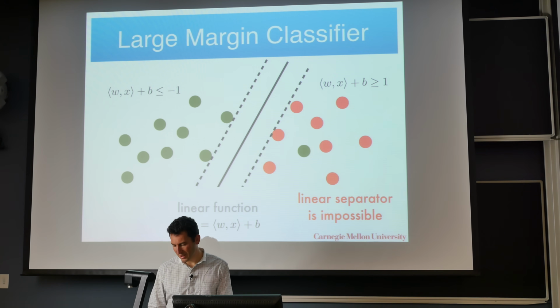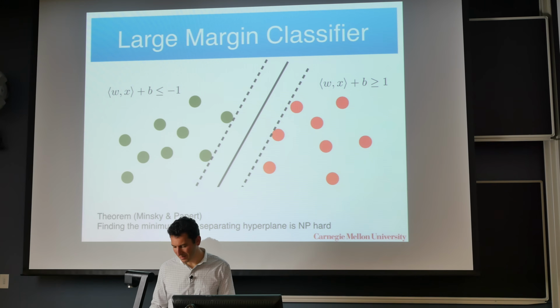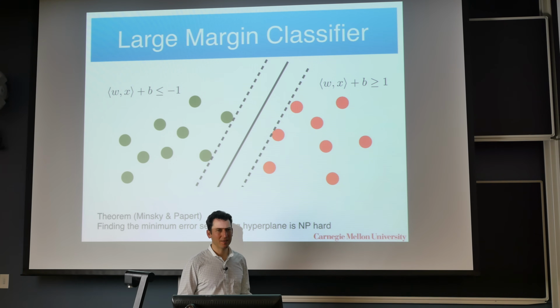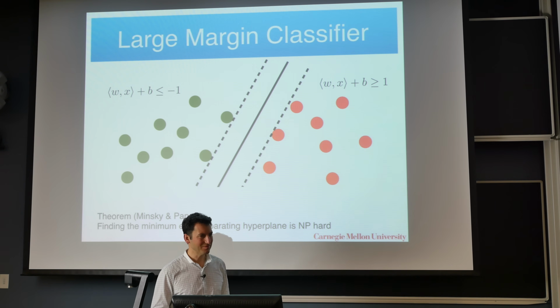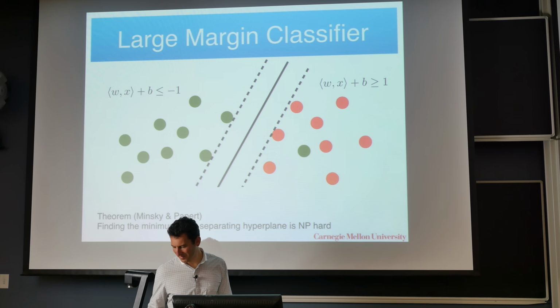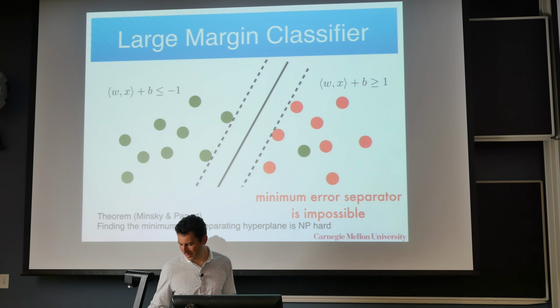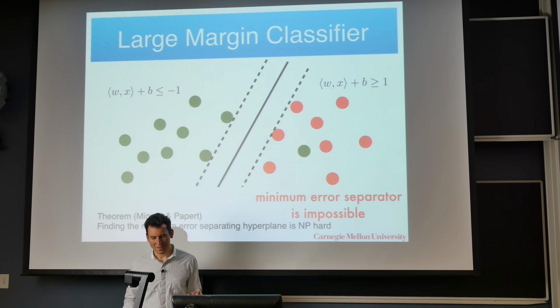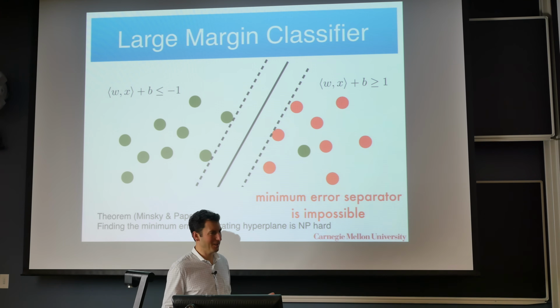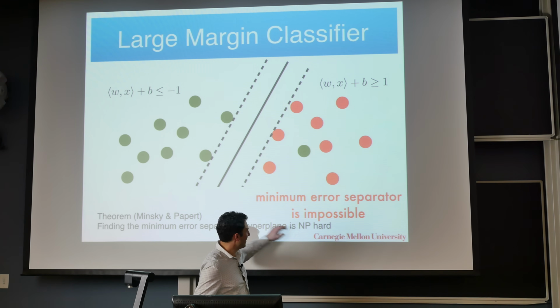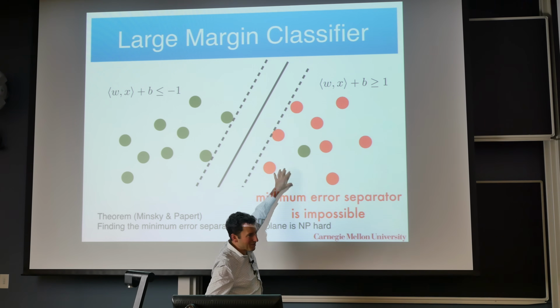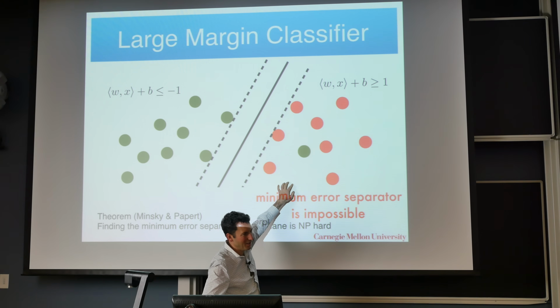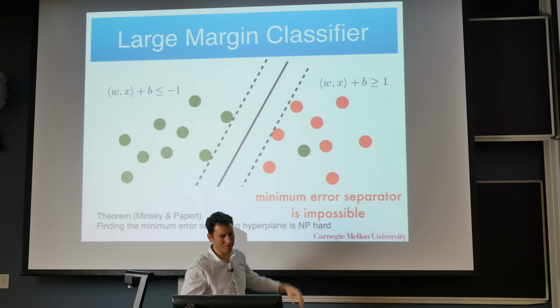And, okay, so now here's actually a rather unpleasant result by Minsky and Papert, which basically says that finding the minimum error separating hyperplane is NP-hard. Okay. So it looks like we're screwed, right? And so finding the minimum error separator is impossible. And so, basically, how can we deal with that? Because basically Minsky and Papert say, well, forget about solving that kind of problems. You can't really do it efficiently. And at the same time, we want to have a tractable optimization problem.